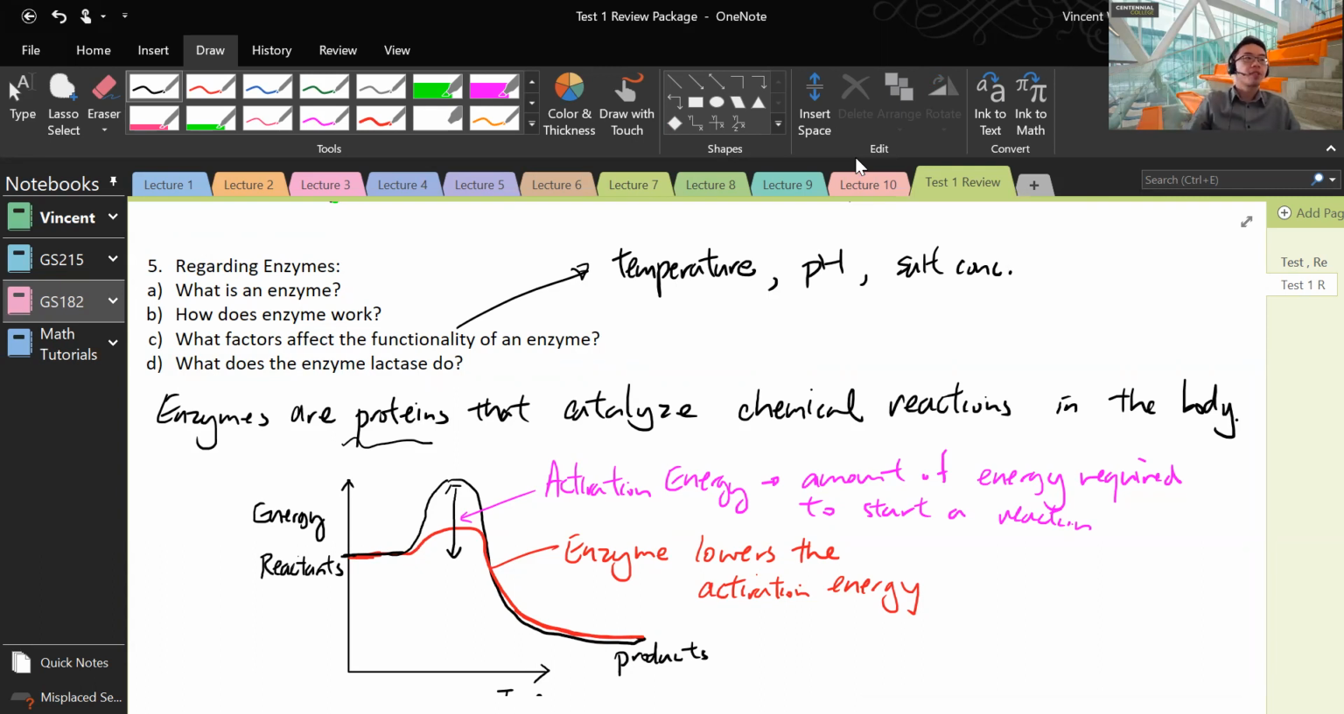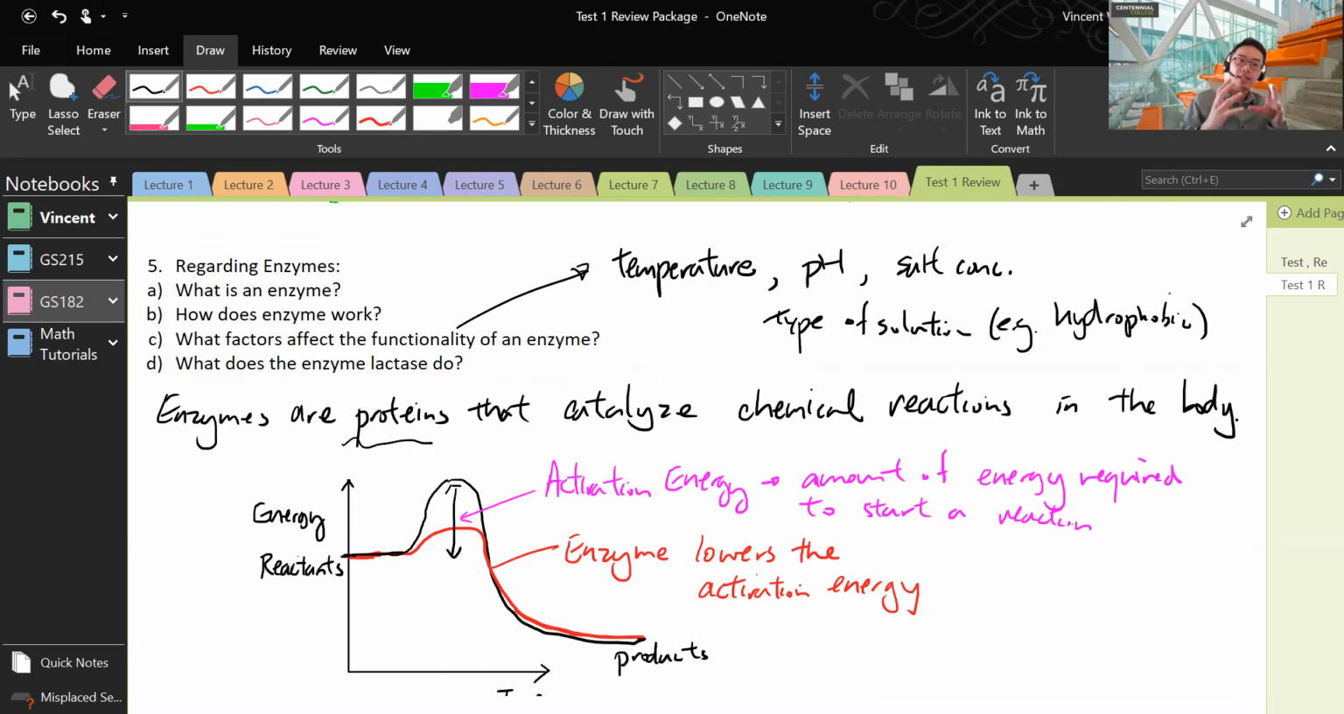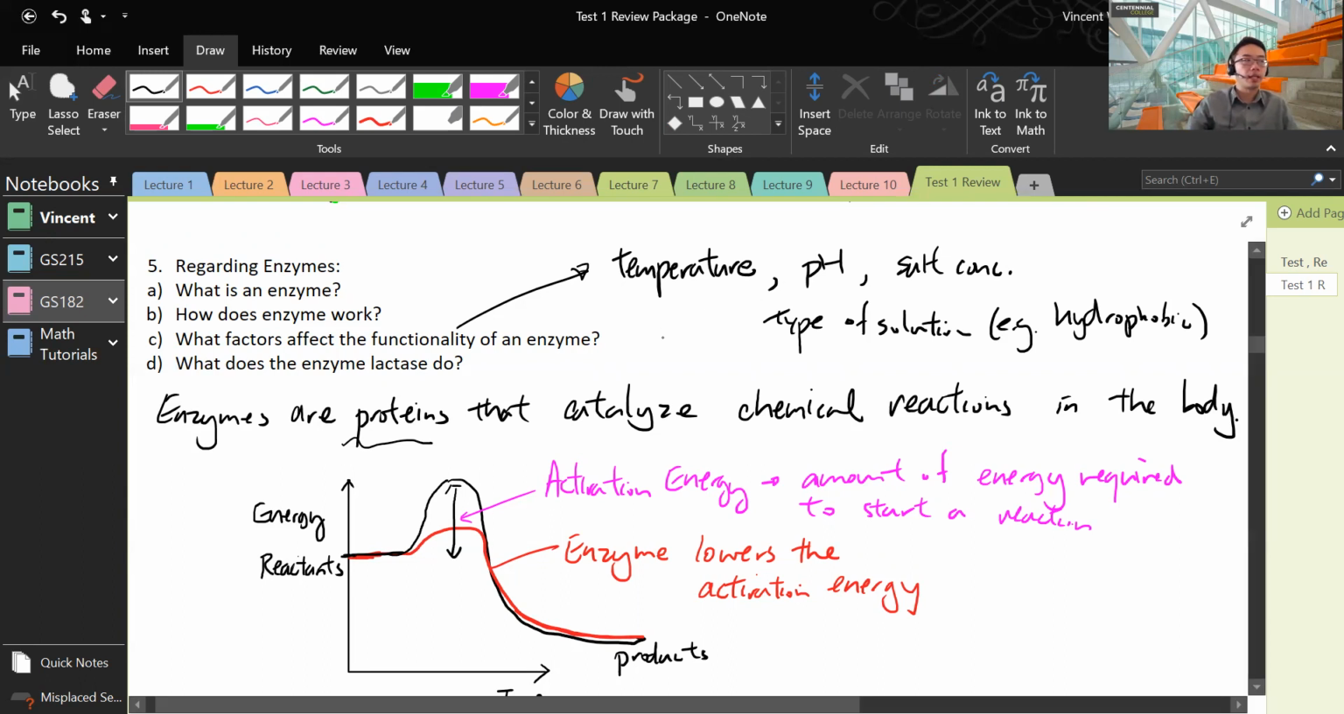Yeah, exactly. The type of solution, right? So type of solution, for example, if it's a hydrophobic solution, it would cause the enzyme to flip inside out because normally, right, the enzyme in an aqueous environment, in the water-friendly environment, would keep all the hydrophobic parts on the inside. So it's not going to be interacting with the hydrophilic environment. But if you switch the solution, then it will go inside out, and then it's not going to work anymore.